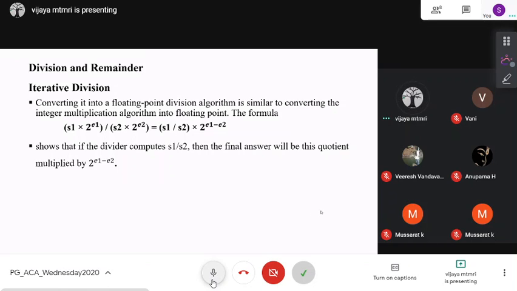You please note the spelling: mantissa. First we have to subtract the exponents, then we have to divide the mantissa, and then we combine those to get the answer of the division.